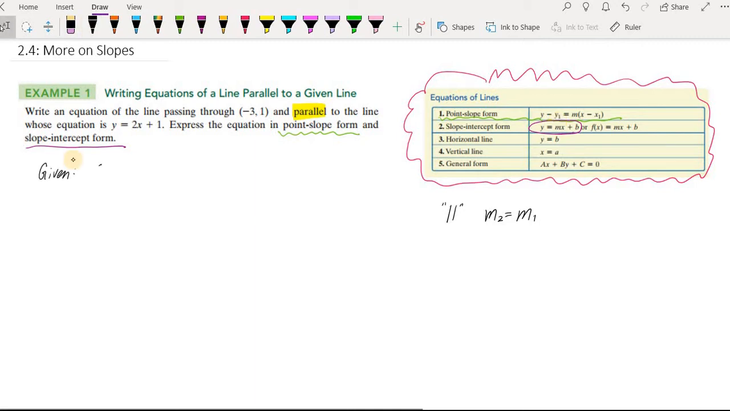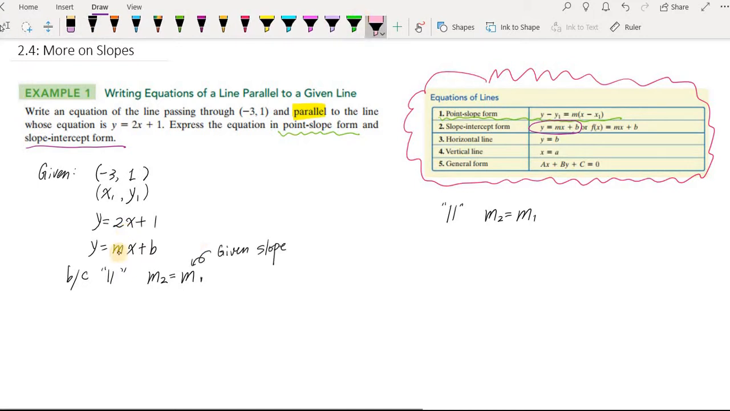Given to us, we have the point (-3, 1). I can label this x1 and y1. Also, we have the equation y equals 2x plus 1. You need to realize this is actually slope-intercept form, y equals mx plus b. If we compare these two, because we want parallel, our new slope is equal to our given slope. In this case, our given slope is 2.